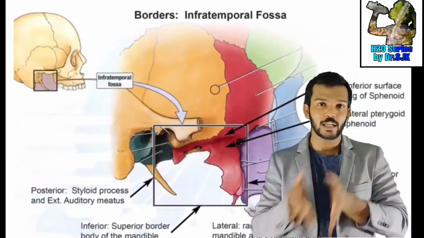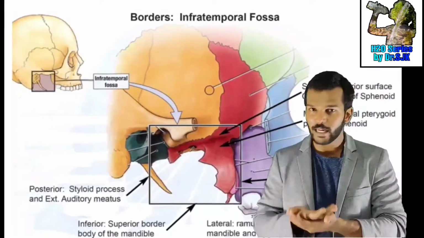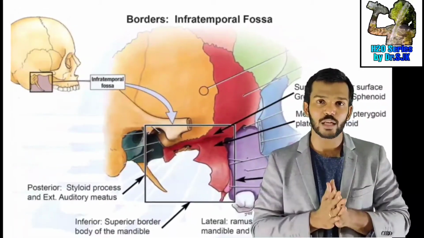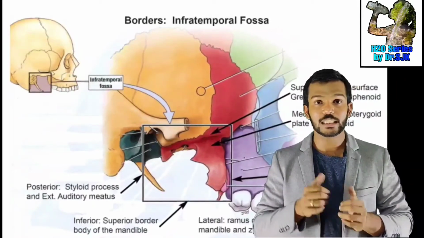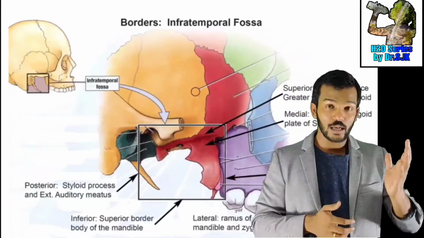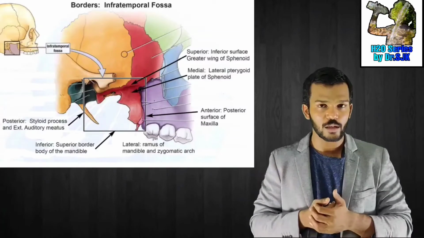As the stairs lead downwards, it is found inferior to our temporal bone. Again, it is found inferior to our sphenoid bone. The roof of the infratemporal fossa is formed by the sphenoid bone. See, the posterior wall of the pterygopalatine fossa is formed by the sphenoid bone, and now the roof of the infratemporal fossa is formed by the sphenoid bone.